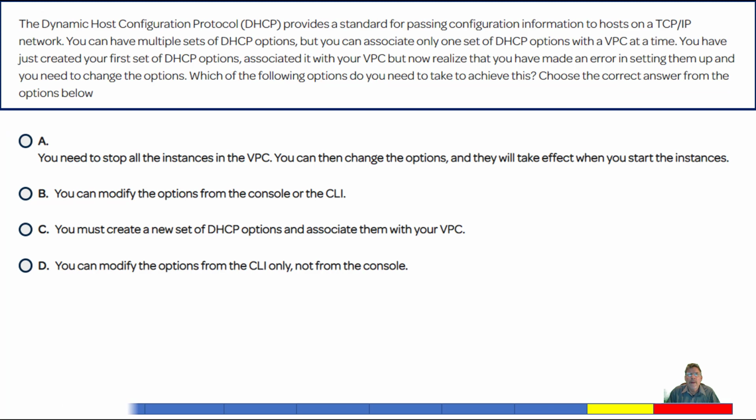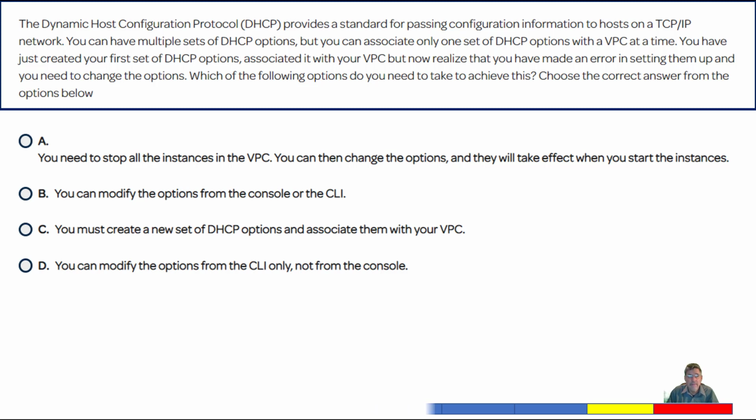DHCP provides a standard for passing configuration information for hosts on a TCP/IP network. You have multiple sets of DHCP options. You can associate only one set of DHCP options with the VPC at a time. You've created the first set of options and you're associated with it. Now you realize that you made an error in setting them up and you need to change this. How will you change this option?